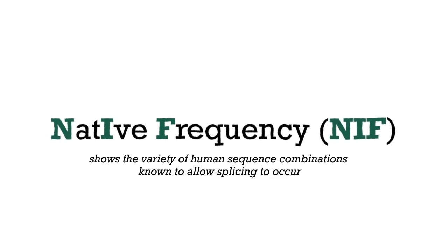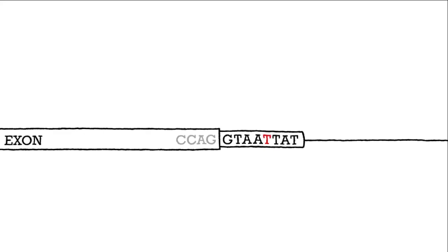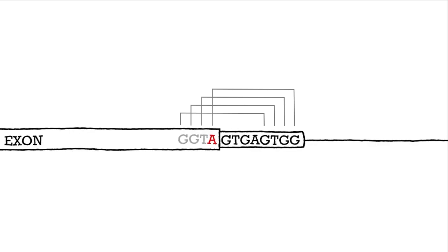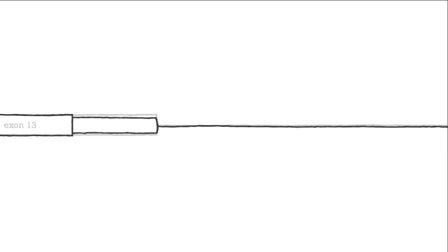NIF represents the variety of human splice site sequence combinations that are known to allow splicing to occur. NIF divides each splicing motif into positionally anchored, overlapping sequence windows of 9 nucleotides, and measures how commonly this sequence occurs at this position of the exon-intron junction among all known splice sites of the same class.